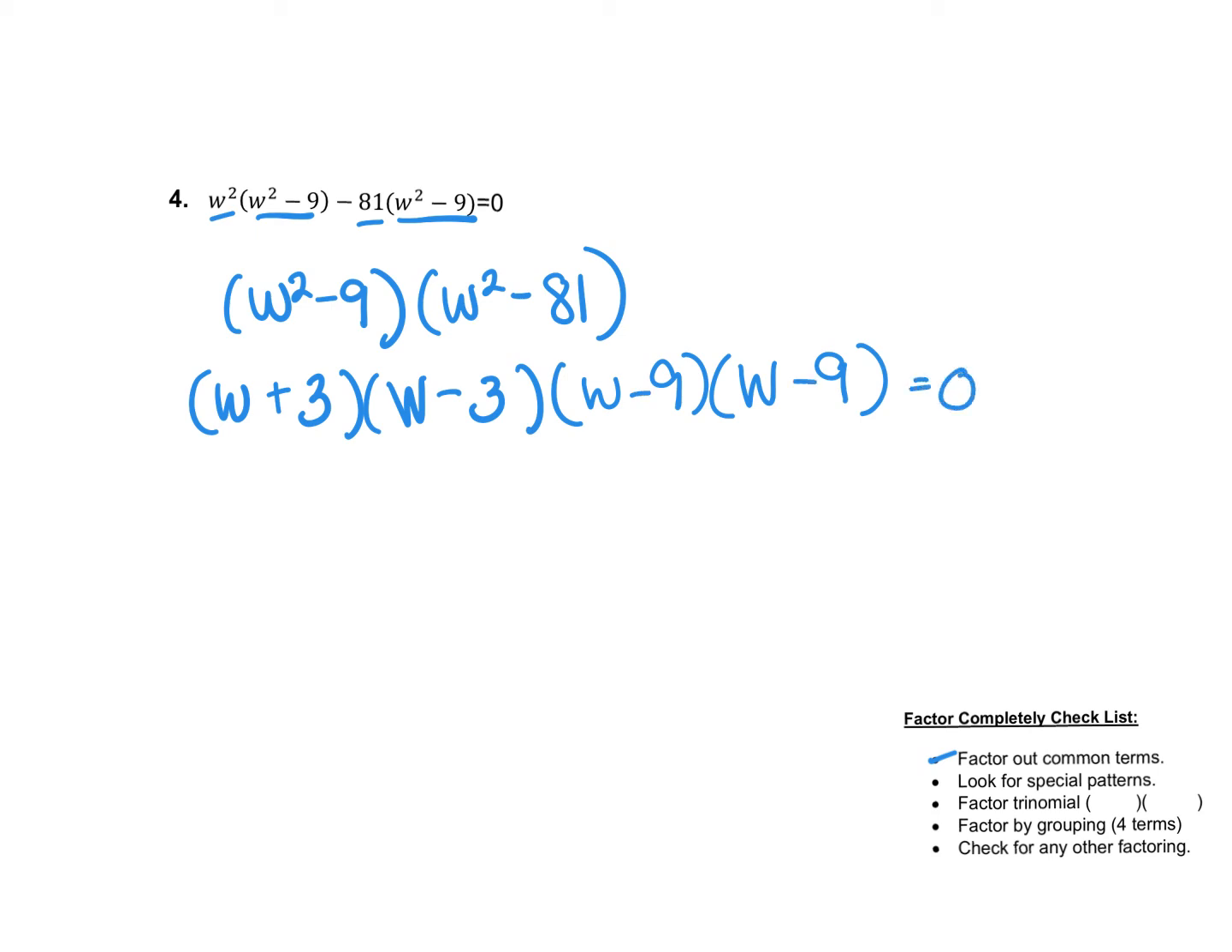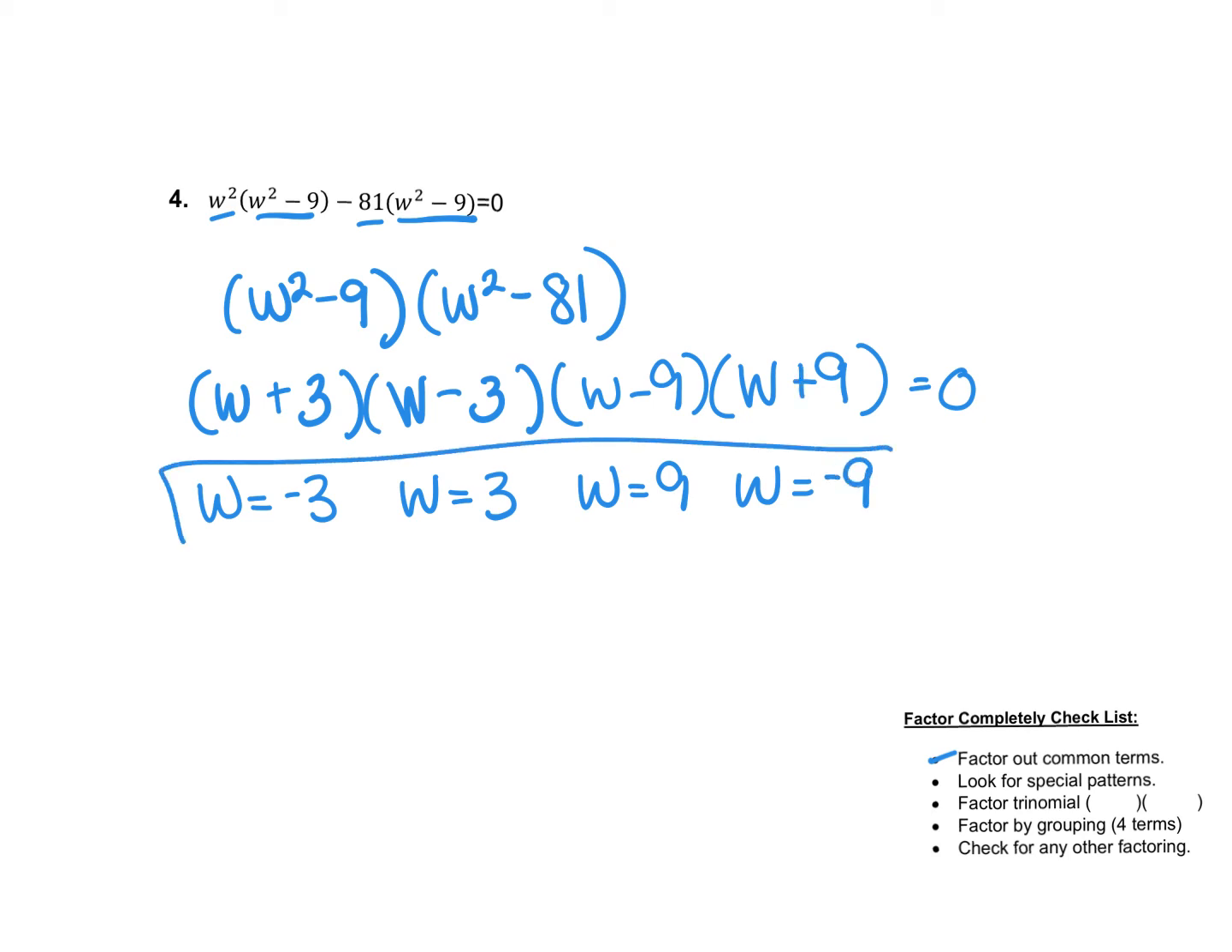So w plus 3 is equal to 0, so w is going to be equal to negative 3. And then w minus 3 is equal to 0, so w is going to be equal to positive 3. And then w plus 9, so w is equal to, whoops, this should have been a plus, negative 9. All right, so there are all of our solutions to this one.